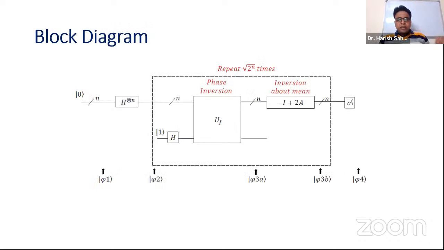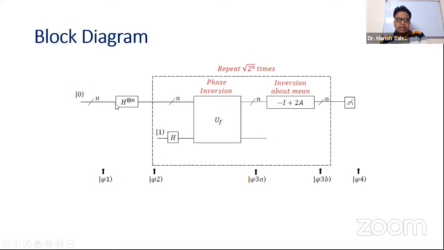So if you see this algorithm in block diagram view, it looks like this. Initially, these n qubits are initialized with 0, as I have already told. Then we apply the Hadamard gate, and we use one auxiliary qubit that is initialized with 1. This auxiliary qubit is used for the implementation of our Grover operator. This shaded block represents the Grover operator, and we apply it square root of 2 to the power n times, and then we finally measure these n qubits. When we measure, we will get with high probability the desired answer, the item which we are looking for. We will see in detail how this operator works.